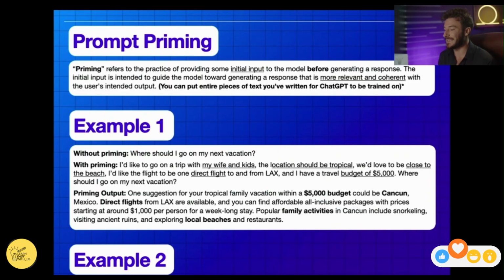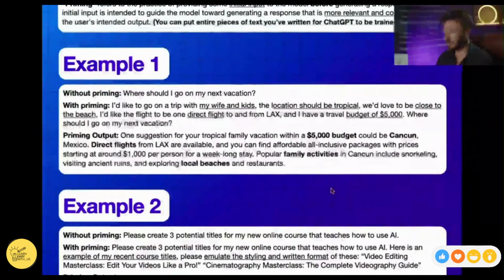And you can use entire pieces of text that you've written in the past. So you could literally paste in, if you're a writer, all of your past work from the last few months, and ChatGPT will essentially understand how to replicate your speaking style, tone, grammar, and the words that you use. And you can use that with any type of data. So let's dive into these examples that further explain how prompt priming works.